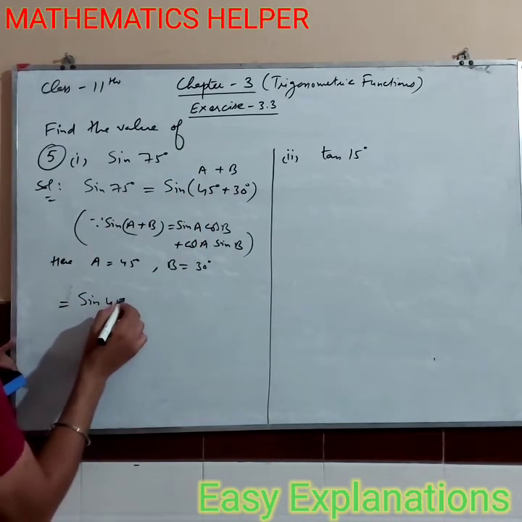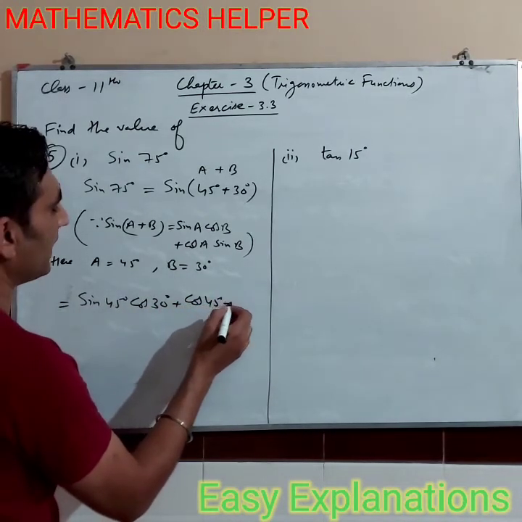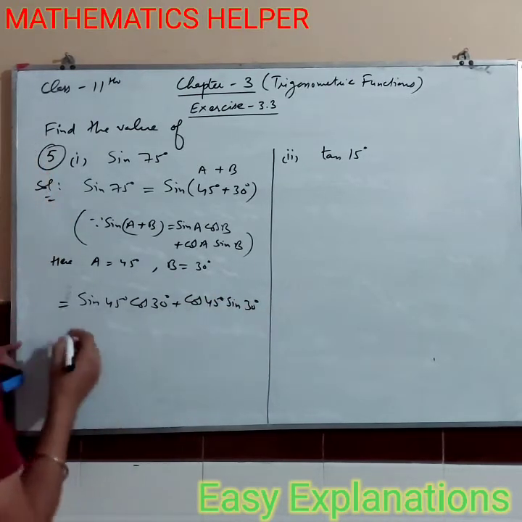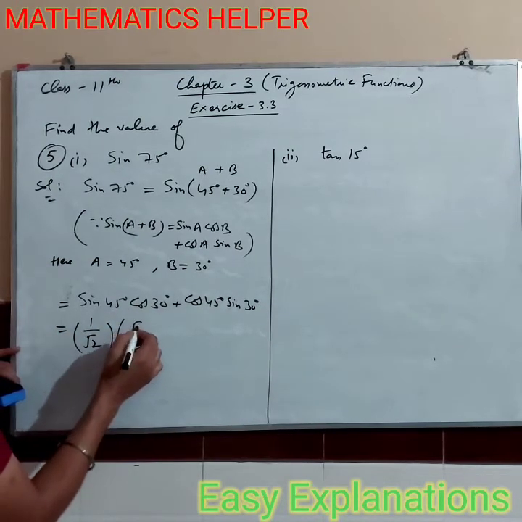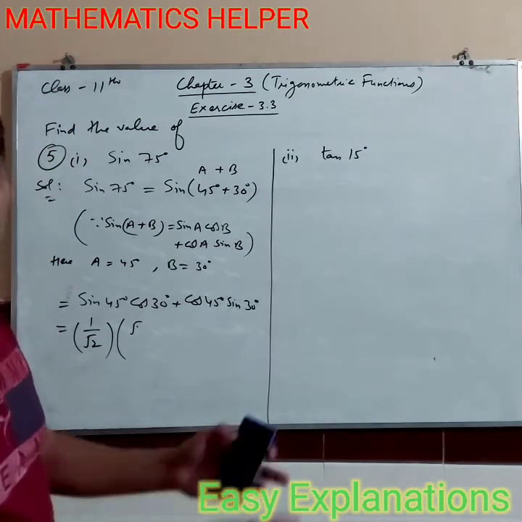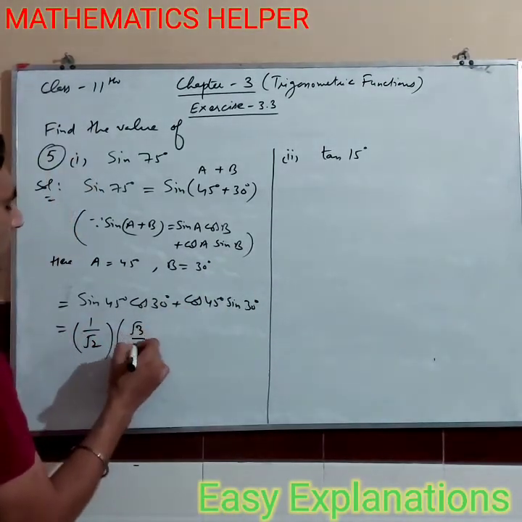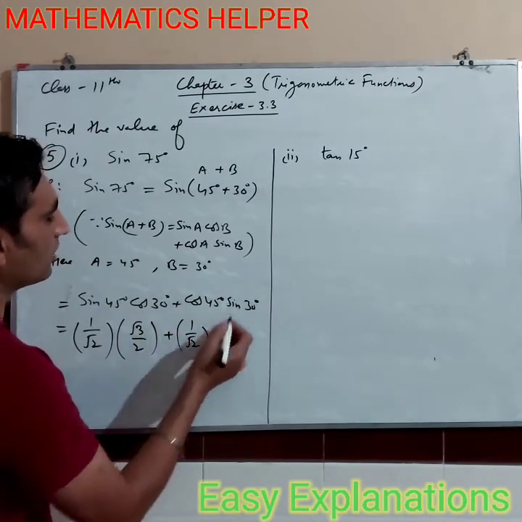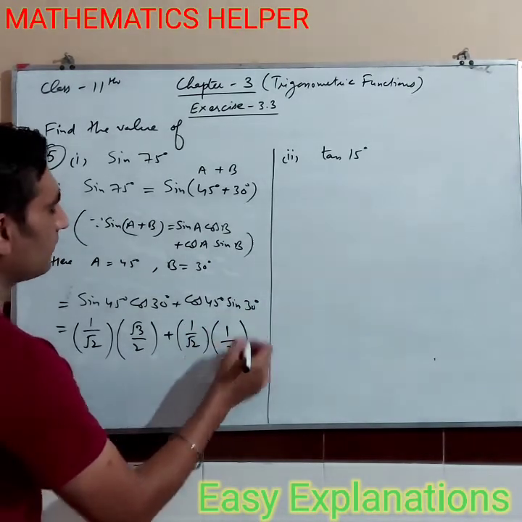Sine A means sine 45 degrees, cos B means cos 30, plus cos A means cos 45 degrees, into sine B, which is 30 degrees. Now sine 45 is 1 over square root 2, cos 30 is square root 3 over 2. Similarly here we have cos 45, which is 1 over square root 2, and sine 30. What is sine 30? It is 1 over 2.